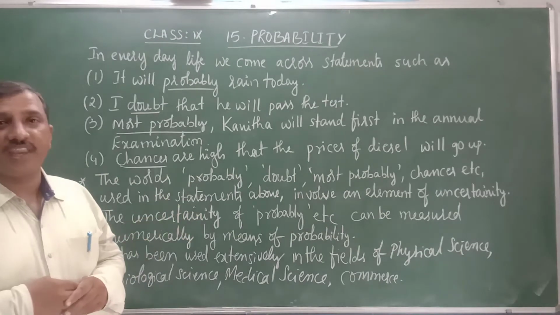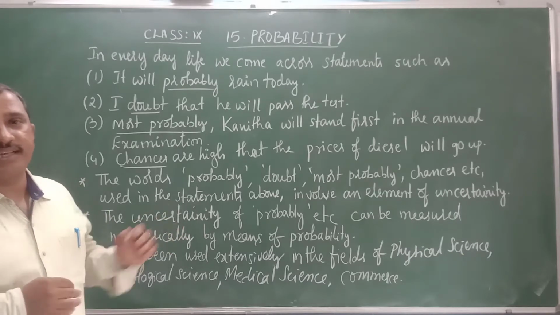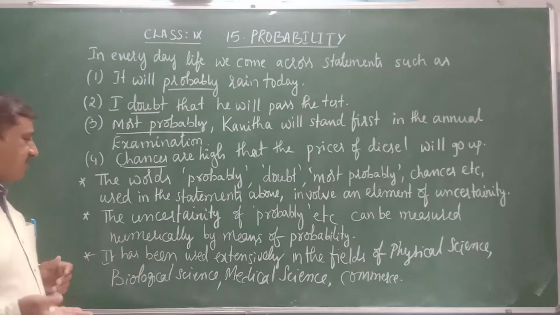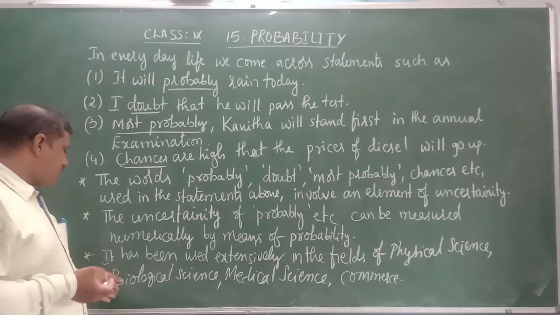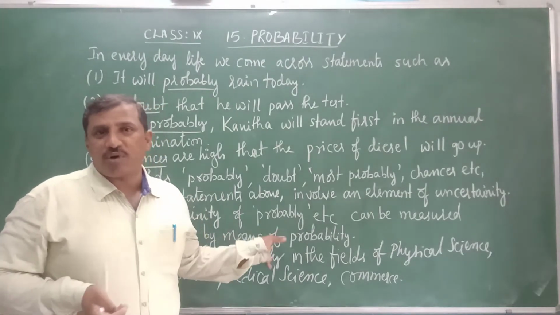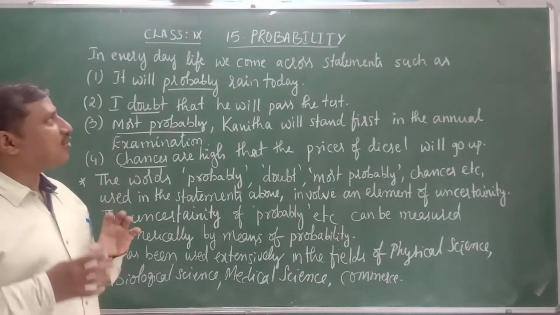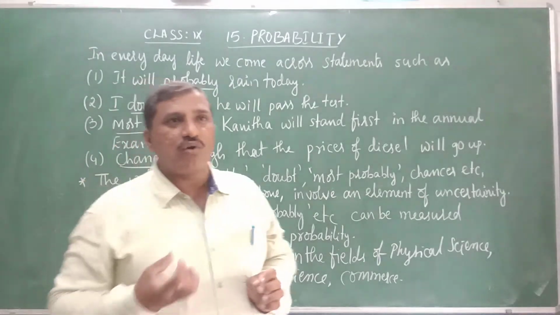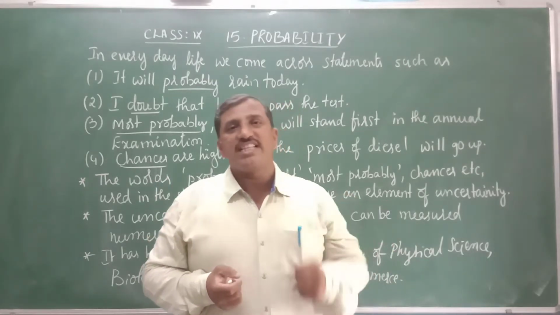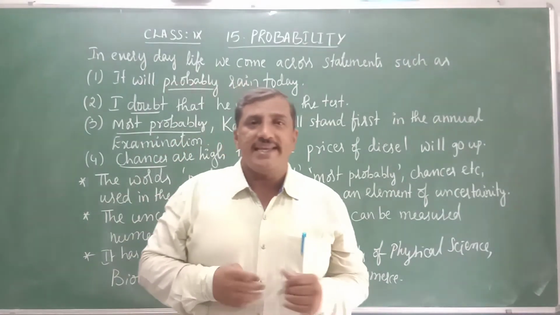Probability started with the concept of gambling, and it is now used extensively in fields of science like physical science, biological science, medical science and commerce. So probability is used in many fields nowadays. Now this is the introduction to probability. Next we are going to discuss an activity, how to find the probability, what the probability is. Then we will come to the probability formula and formulate the probability. Is it clear?